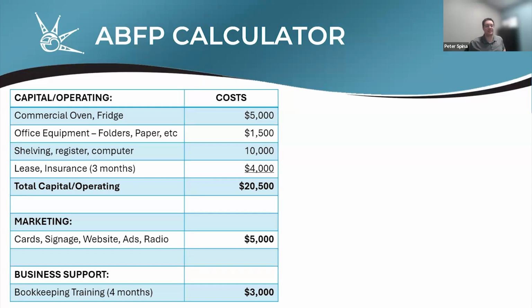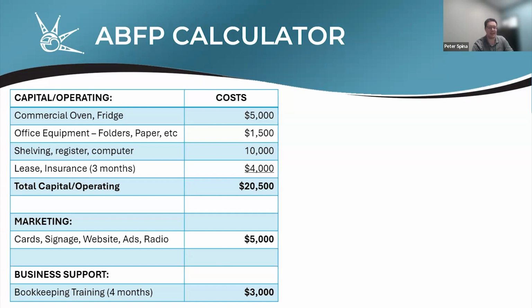So basically with the ABFP example, I'm looking at starting a small bakery. So I've gotten quotes for a commercial oven, a fridge, the shelving, a register, a computer. I'm going to need some office equipment, so I'll need a chair, some folders, some paper. I've got quotes for the lease and the insurance. So we're going to apply for funding for 3 months.